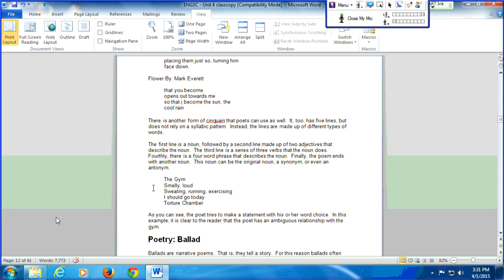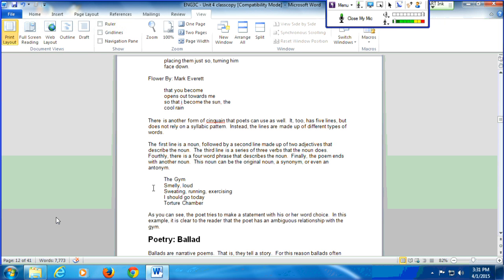So as you can see, the poet tries to make a statement with his or her word choice. In this example, it's clearly read that the poet is ambivalent about the gym. He likes to go, but not so much. So, that's our second one.